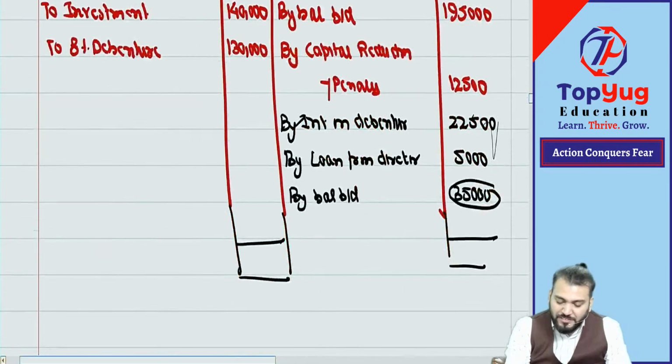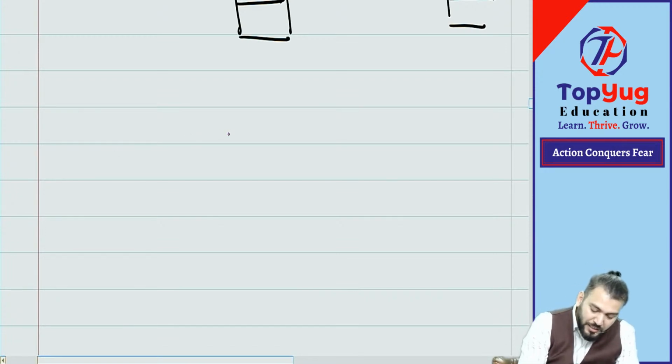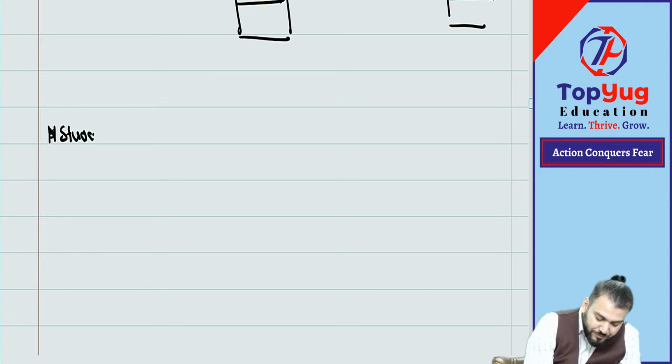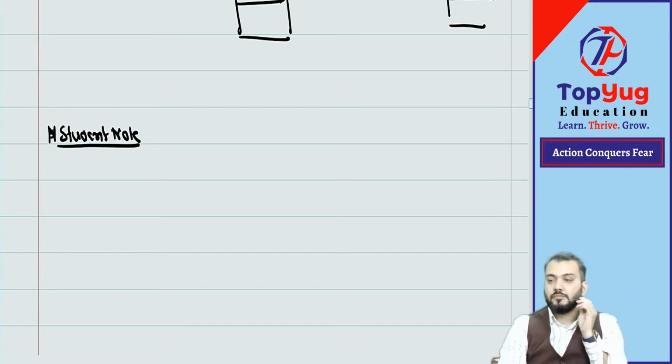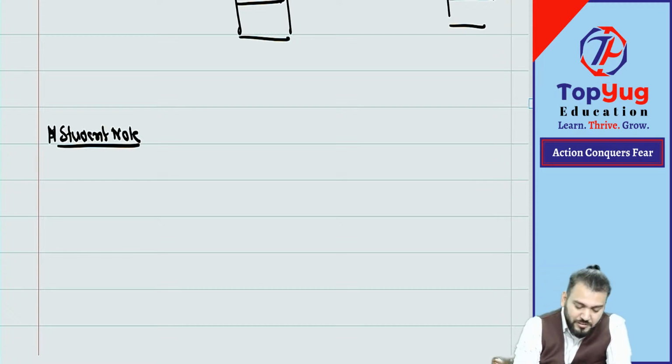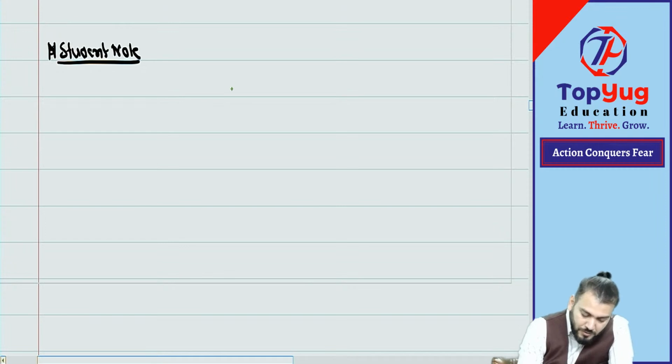Can I conclude from the examination point of view? Just write down one note, a student note. This is for your understanding. Student note. Okay, just write down one student note.